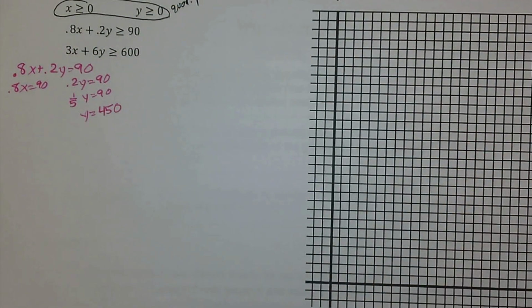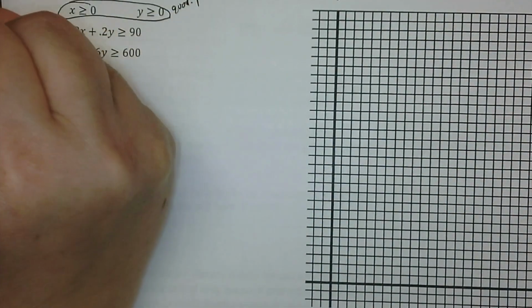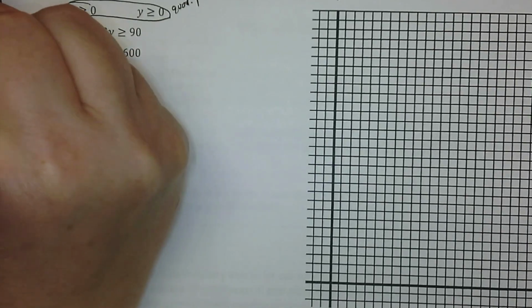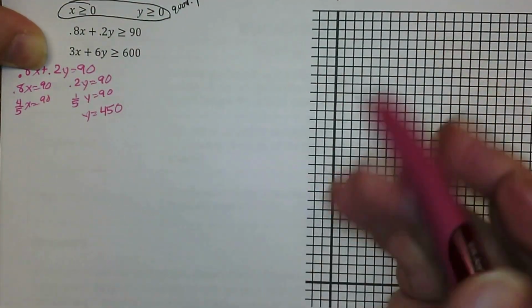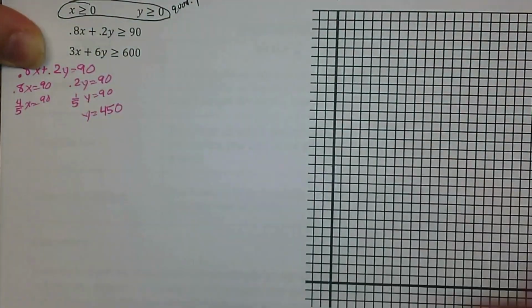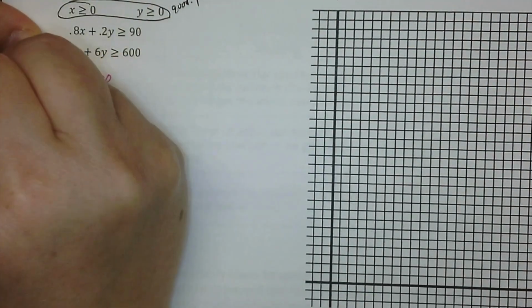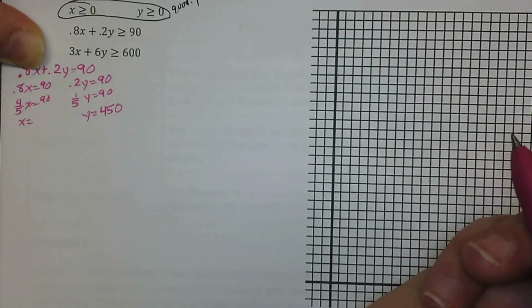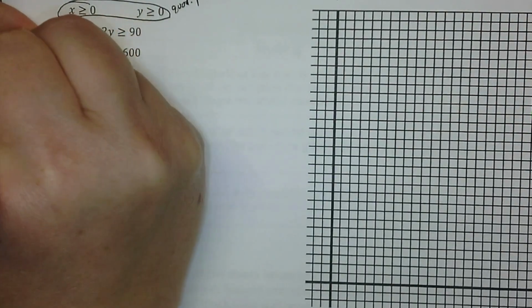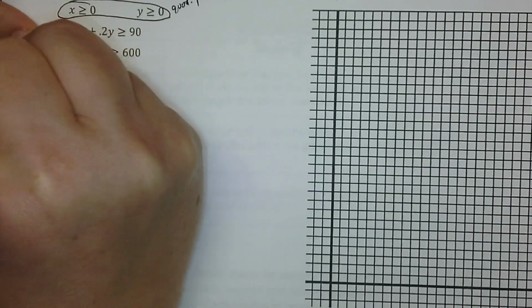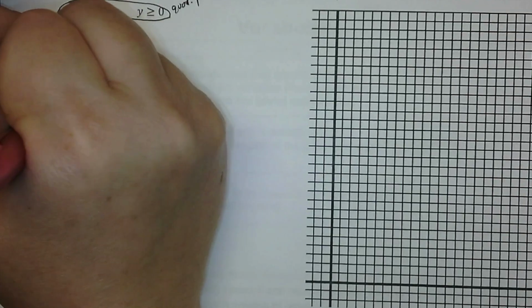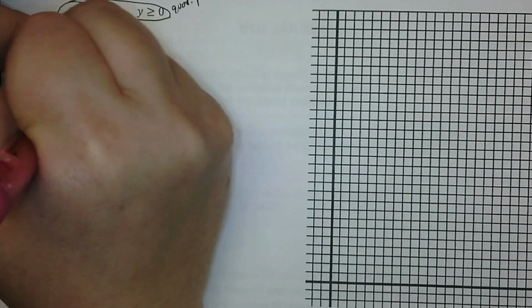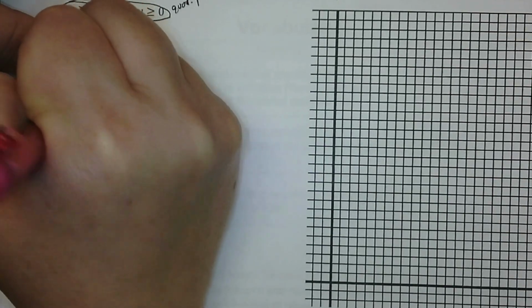This one here, 0.8 is 4/5 x equals 90. Multiply by 5, divide by 4. So we're multiplying by the reciprocal here. And x equals 450 divided by 4, which is 112.5.